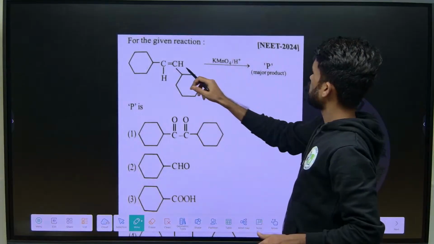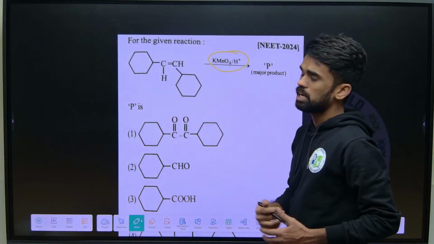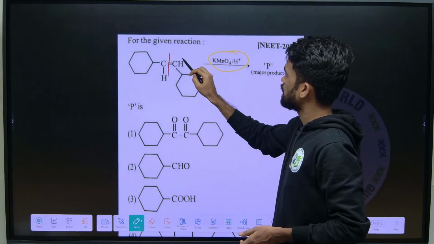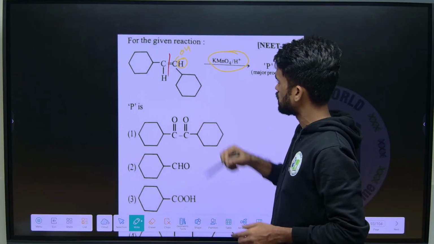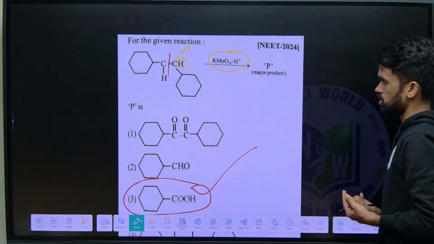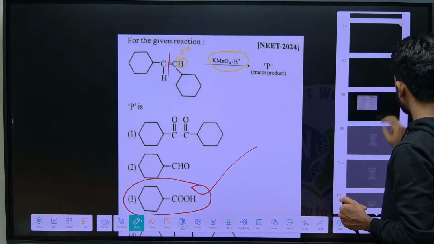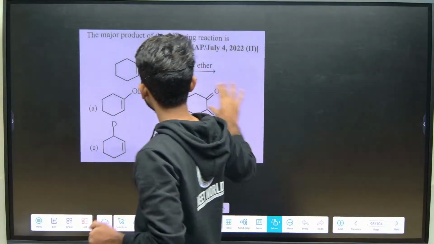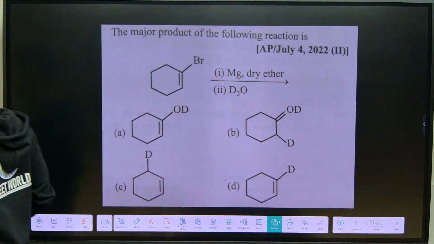The given alkene is treated with hot KMnO4 or KMnO4 in acidic medium. What I told you: just break the double bond, and if there is any directly attached hydrogen, it converts into OH. So you are going to get a carboxylic acid, the third option. Now look at these questions and tell me your answers for them.